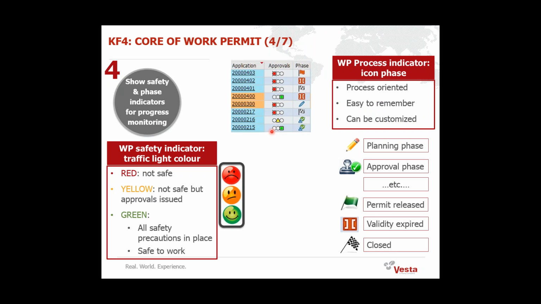Okay, then in work permit management there's a transaction available which shows you, in a very good way, the phase where you are within your work permit management system process. With traffic lights you will be able to see if it is safe or not yet safe to execute a job, and all kinds of standard icons are available to use in that monitoring transaction.